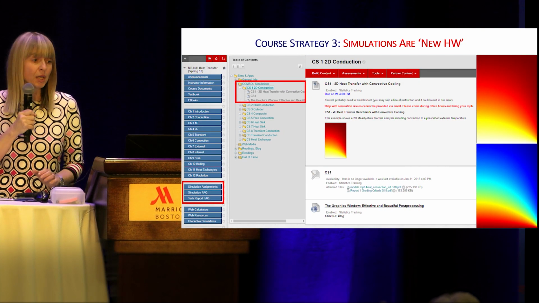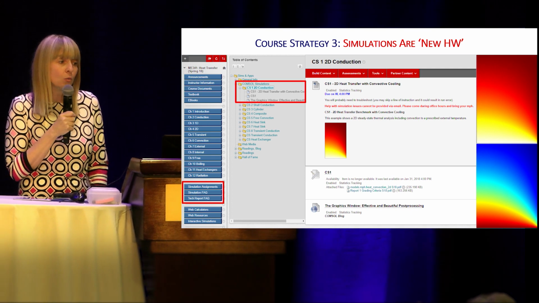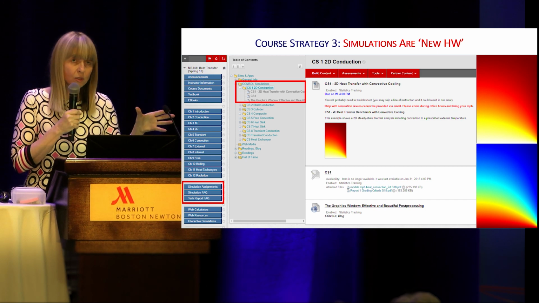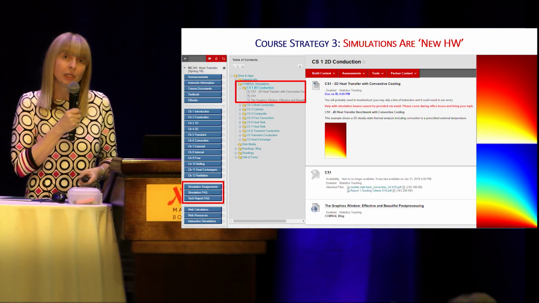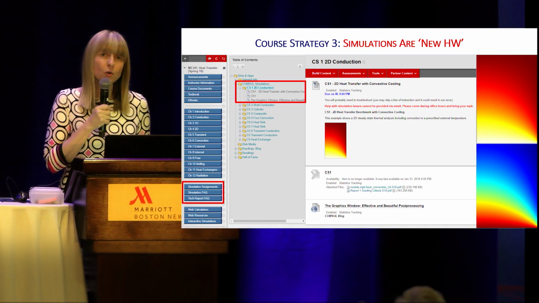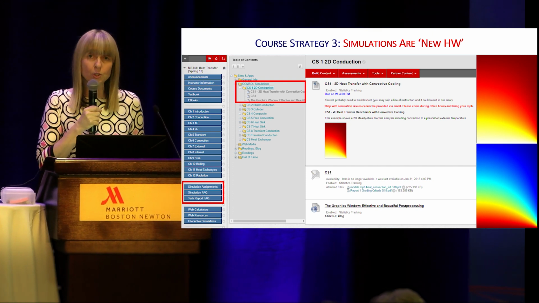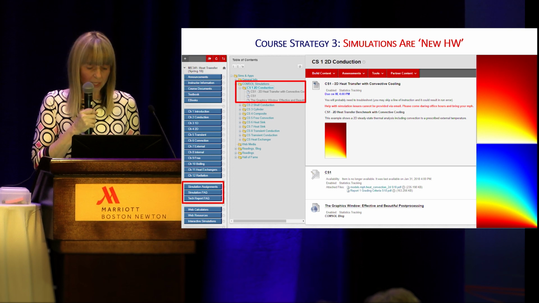I mentioned that my simulations are new homework. So what you're seeing here is what I'm delivering online. Students go online to find their little projects, and at the beginning, of course, they are very, very simple. I start with simple 2D conduction, and I'm providing my own grading criteria.